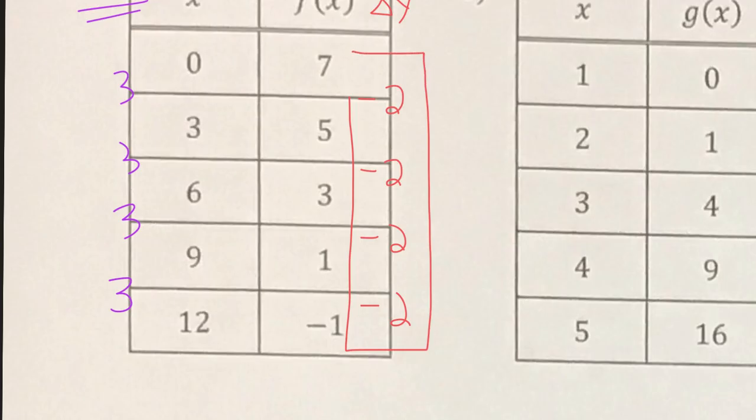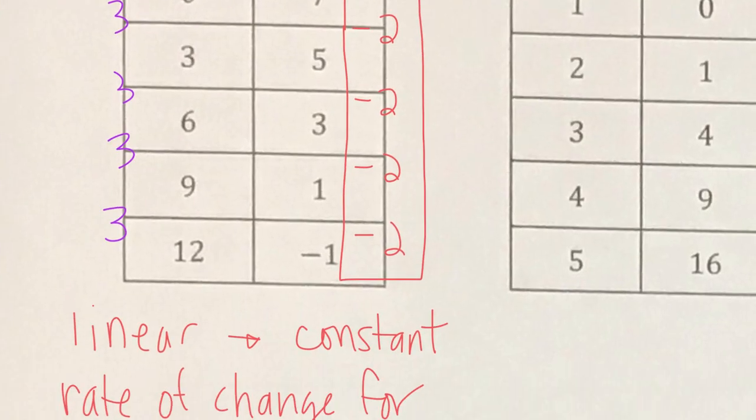So what type of a function would this be? This would be a linear function. Okay? Because we have a constant rate of change. For our equal interval x values, the outputs are changing at a constant rate. Constant rate of change for output values. That's how we know this is linear.